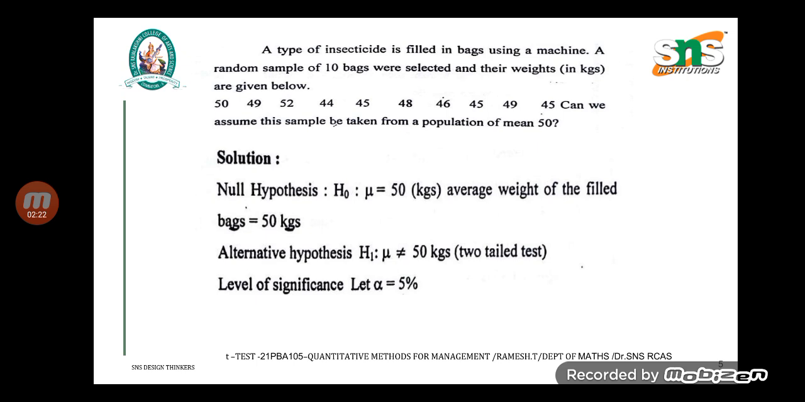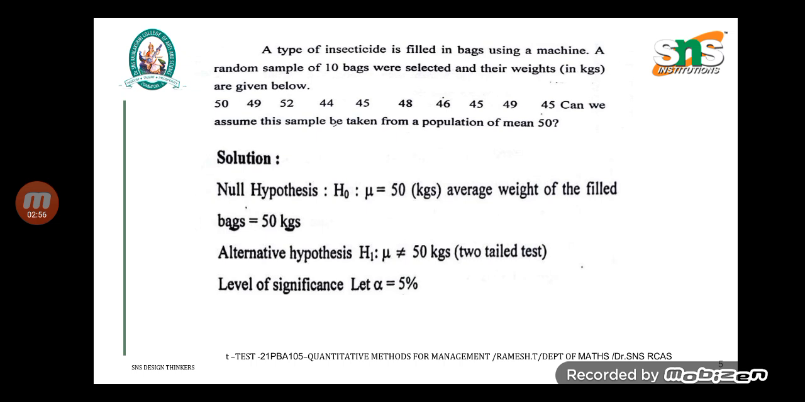Now we are going to discuss a small problem from this. A type of insecticide is filled in packs using machines. A random sample of 10 packs were selected and their weights in kilograms are given below: 50, 49, 52, 44, 45, 48, 46, 45, 49 and 45. These are all the given data. Can you assume this sample has been taken from a population of mean 50 kilos? That's the question. Now we solve that.